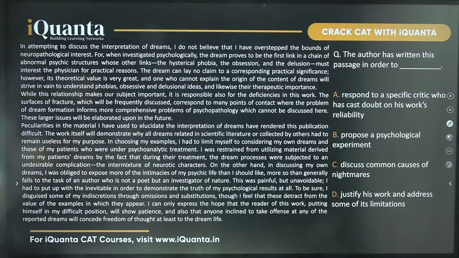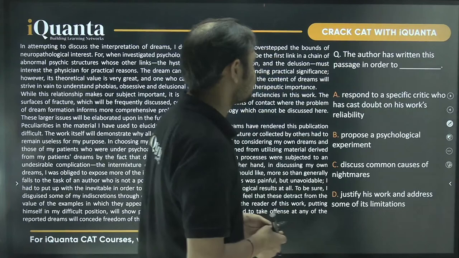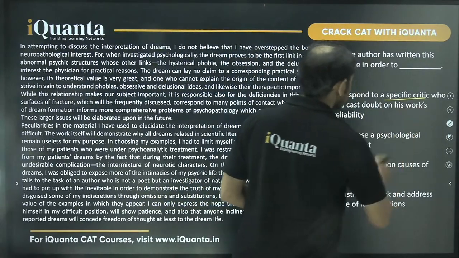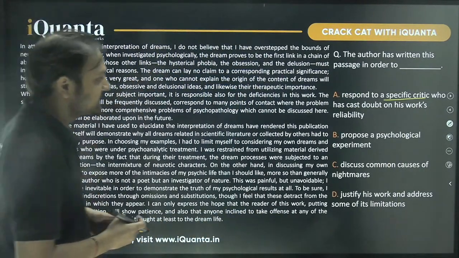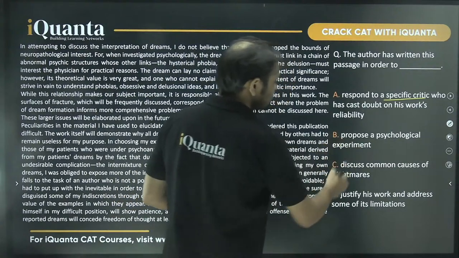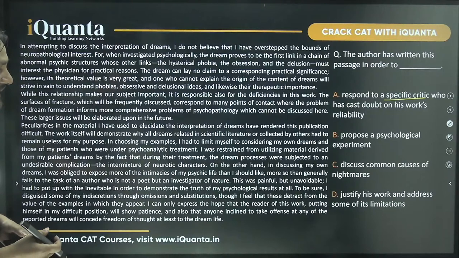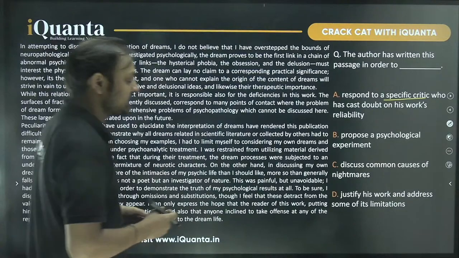Now for this question, so it could be a long read as compared to the other questions, but here the question is saying that the author has written in this passage in order to which one of these? To respond to a specific critic who has cast doubt on his work's reliability, or is he trying to propose a psychological experiment, or is he trying to discuss common causes of nightmares, or he's trying to justify his work and address some of its limitations?